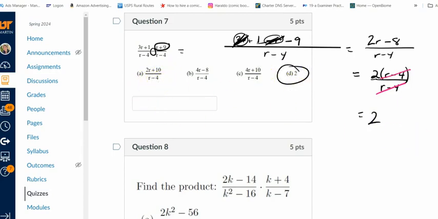Now, if you wrongly chose this one, you did not apply that negative sign to the 9. And you got 1 plus 9, which is where you got that 10, and that's not correct. So the answer is D. The answer is D.